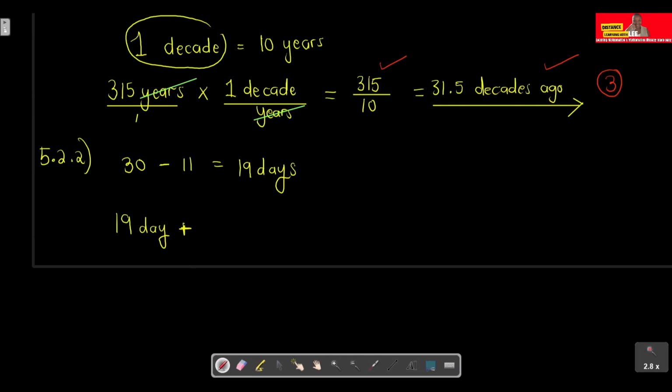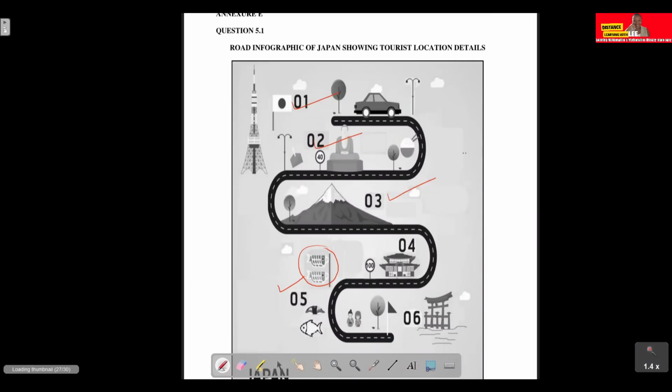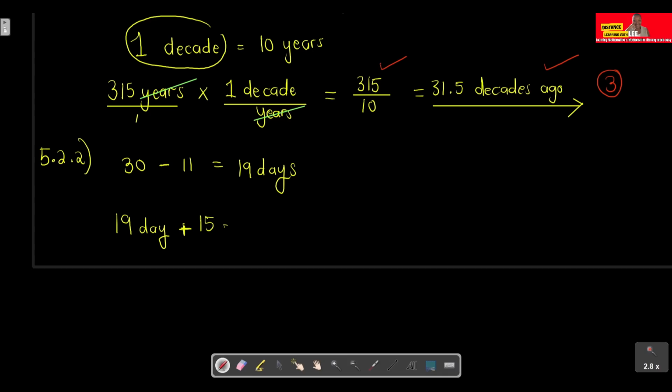Now we need to determine how many days we move from the 1st of December. We don't count until the 16th of December, because on the 16th the volcano erupted. But we want the total number of days between the earthquake and the last volcanic eruption. So we need the day before the eruption happened, which was the 15th. We need to add these 15 days to determine the days between those two events.